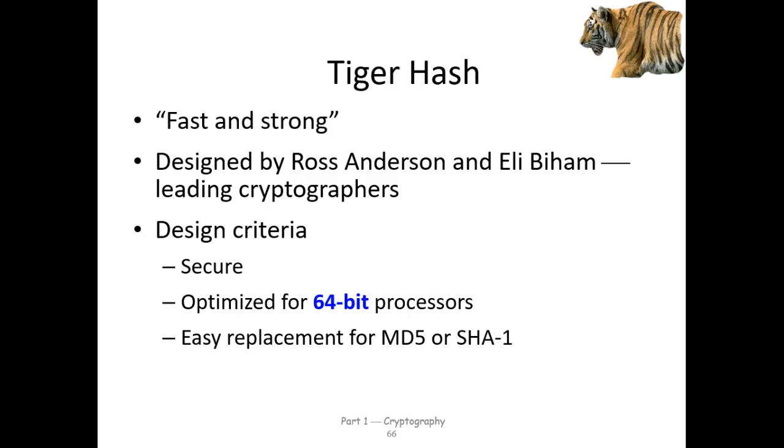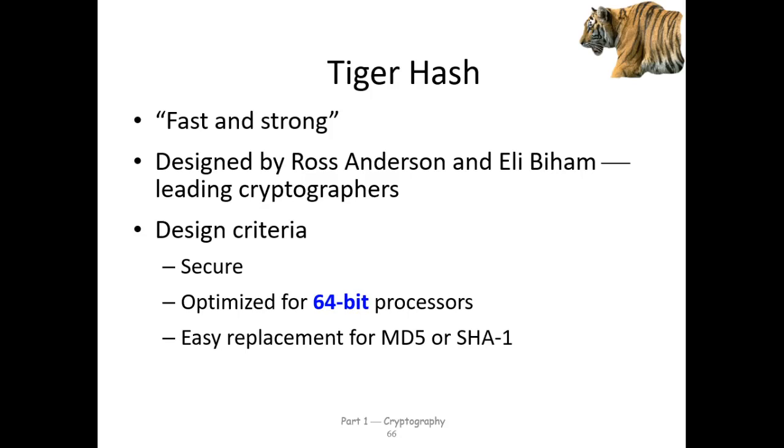As I said, among these hash functions we will study Tiger Hash in detail. So what is Tiger Hash? In very simple terms, it is fast and strong. You have already gone through MD5 and SHA, which are widely used, but apart from that there is one more hash called Tiger Hash. It is fast and strong, designed by Ross Anderson and Eli Biham, leading cryptographers.